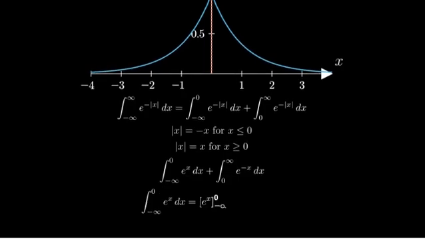The integral of e to the x is e to the x plus c. When we evaluate from negative infinity to 0, we get 1 minus 0, which equals 1.